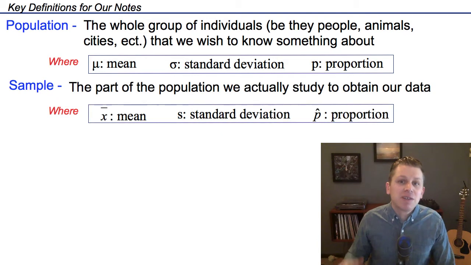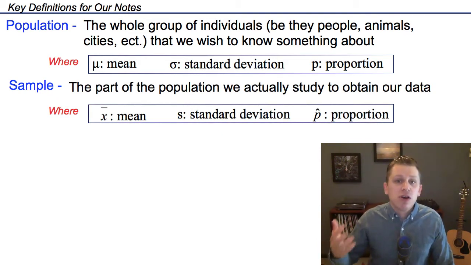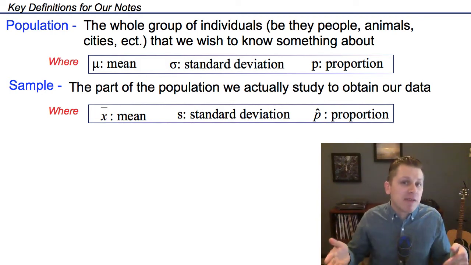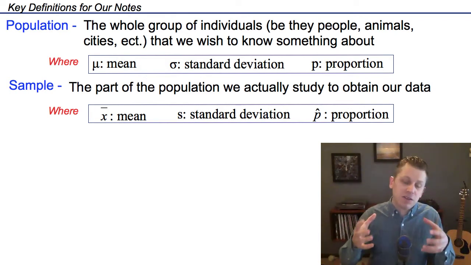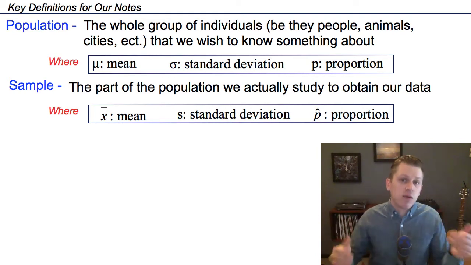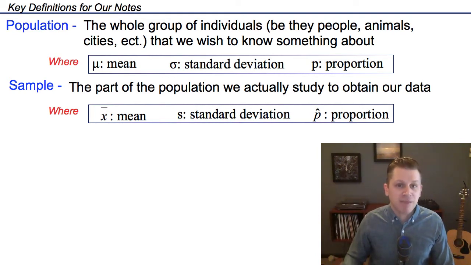The sample is the part of the population that we can actually study. If I want to know something about high school seniors throughout the entire city, it may be difficult to get in contact with all of them. So I would study a smaller sample or a smaller piece of those high school seniors that will give us information about our data. So let's look at a specific example to bring these definitions to light.